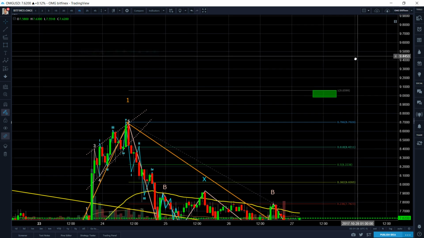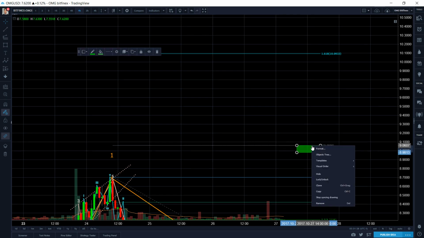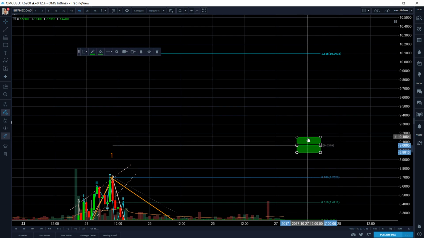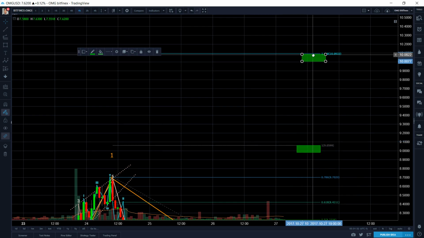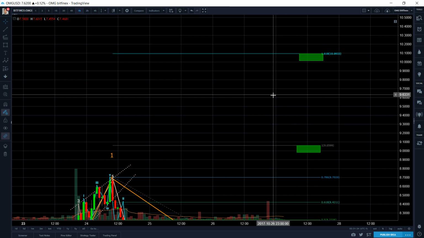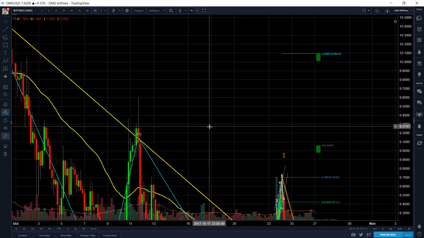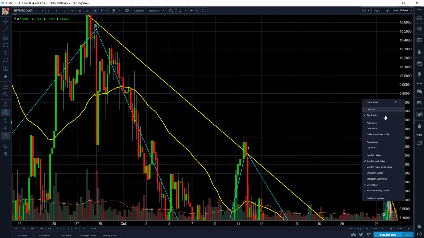So we're just going to draw a box there. We're going to also put another box up here for our second target, okay? This one's very likely to hit as well. You guys want to see how accurate these are? Let me show you, just as an example.